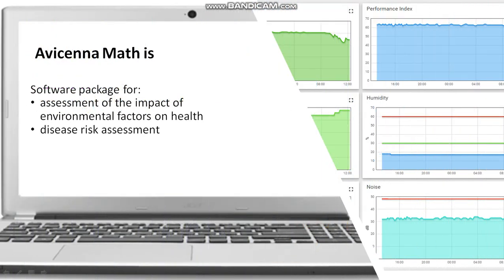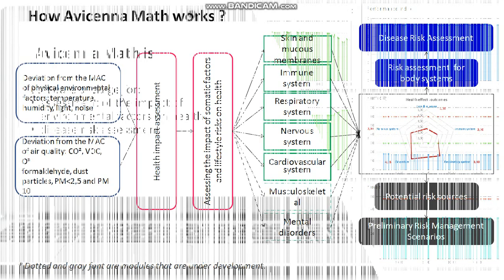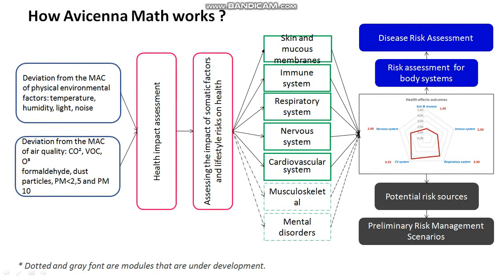Avicenna Math is a software package for assessment of the impact of environmental factors on health, disease risk assessment. Avicenna Math workflow is built at the junction of medicine, physical chemistry, and mathematics. It is based on the dependence of the progression of various human diseases risk on the physical environmental factors and air quality.